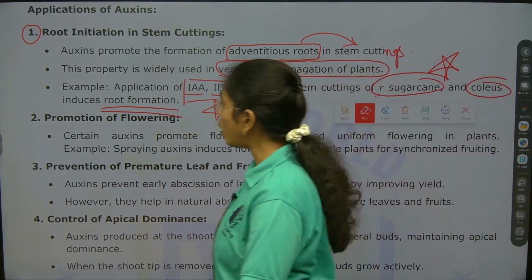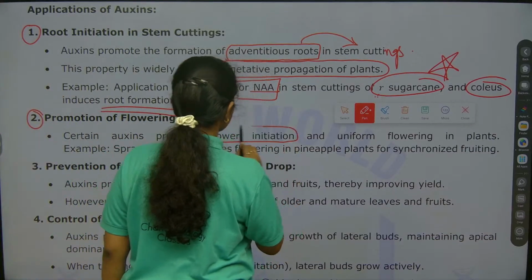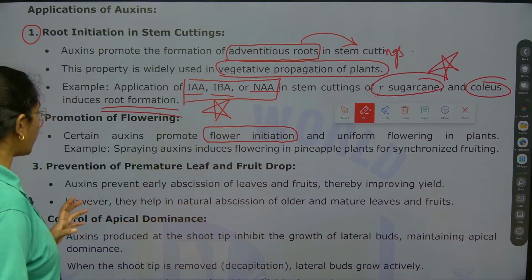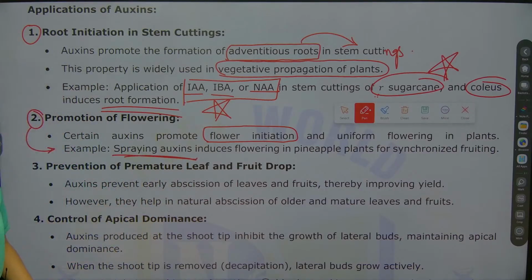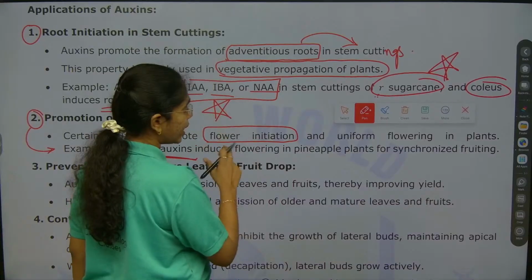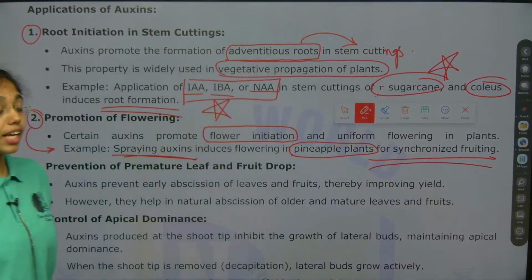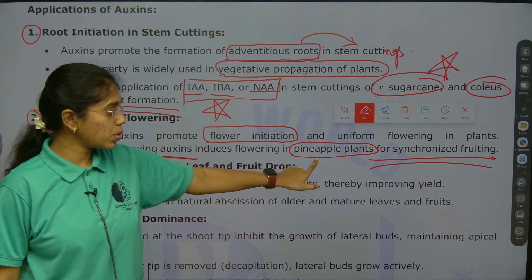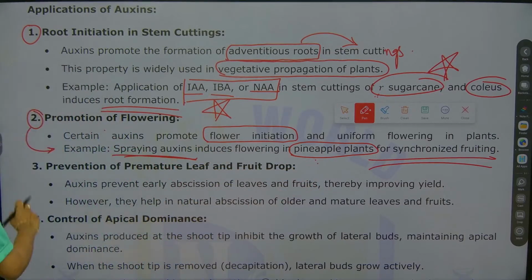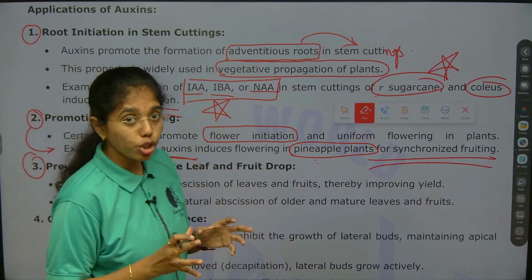Next, promotion of flowering. Certain auxins will promote flower initiation. They will promote flower initiation and uniform flowering in plants. For example, spraying of auxins will induce flowering in pineapple plants for synchronized fruiting. Fine, right? So here auxins are promoting flowering, and the example is pineapple.